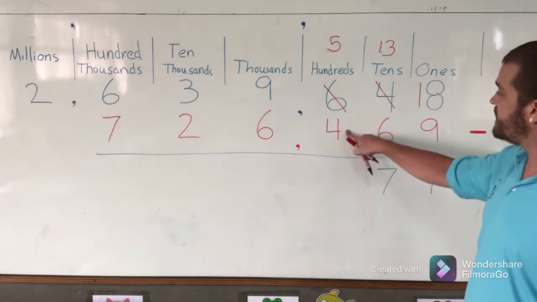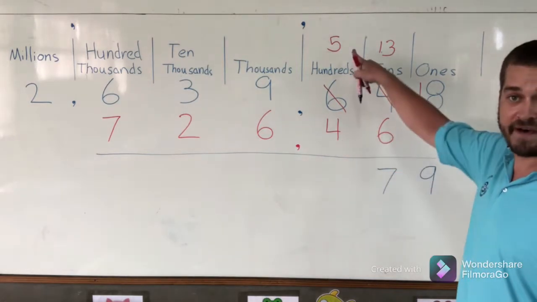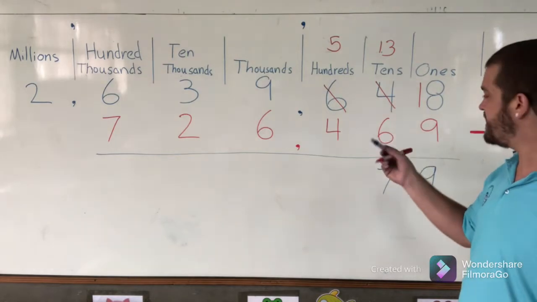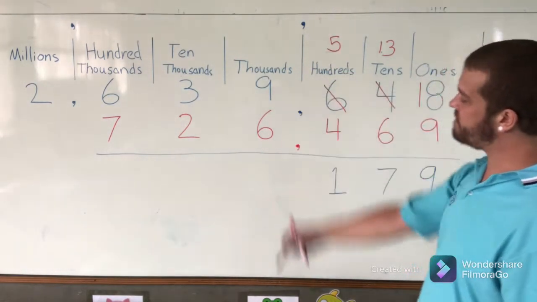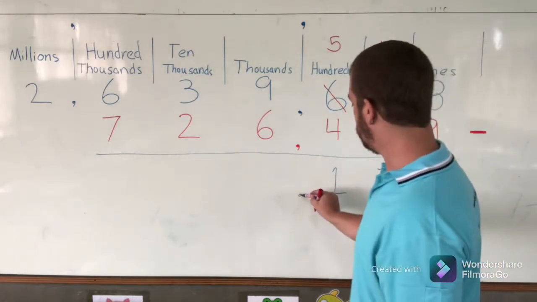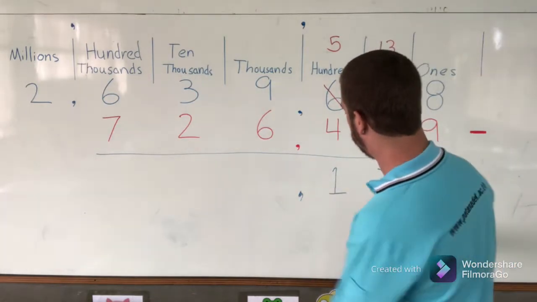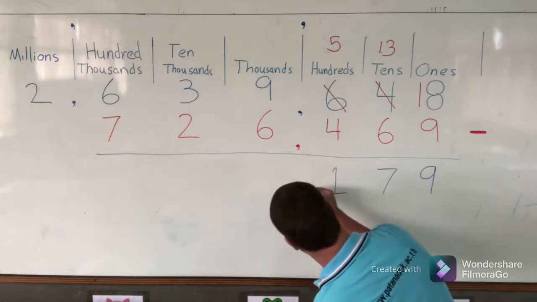Okay. So now, can we subtract 4 from 5? Yeah, we can. The answer is just 1. We don't have to borrow anything from our thousands. Don't forget your comma. Whew, it's a horrible comma. Let me try that again.